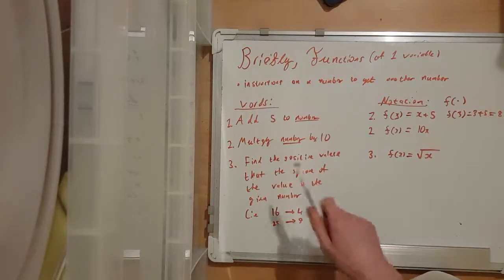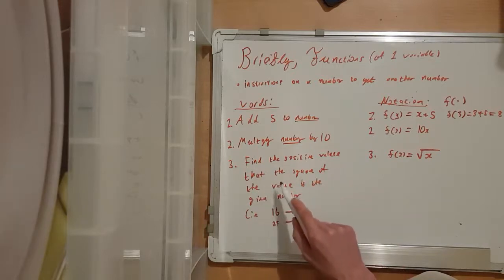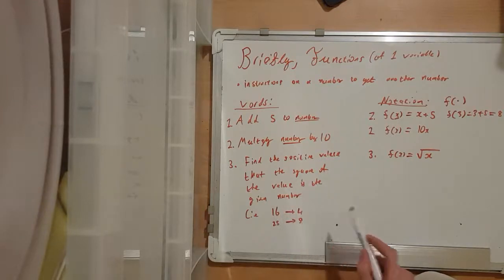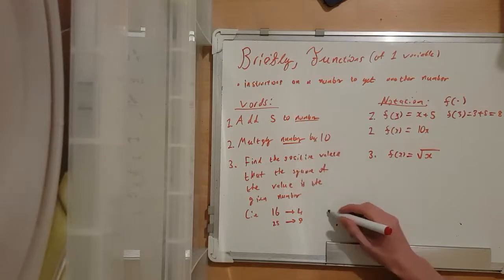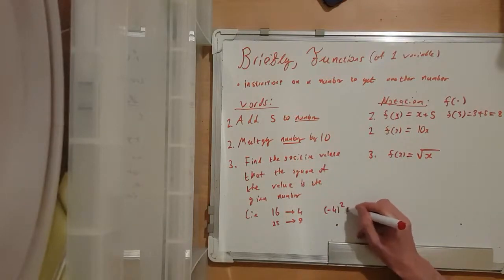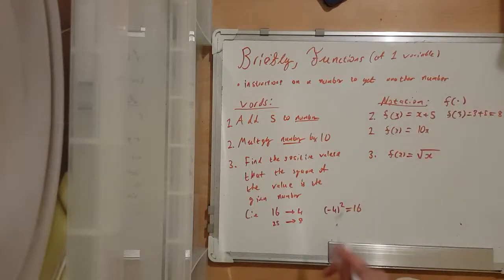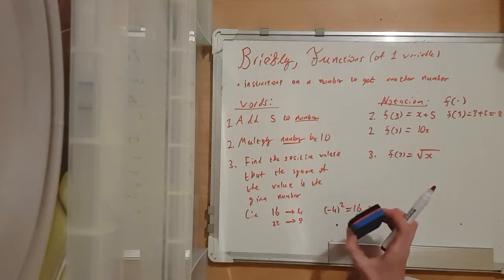In this case, the instruction I want to talk about is: find the positive value such that the square of the value is the given number. So if I give you 16, you find me a value whose square is 16, and which is also positive. In that case, it's 4. And the reason I specify positive is because minus 4 squared is also equal to 16, and we only want one number out. If that point's confusing, think about it later, perhaps.